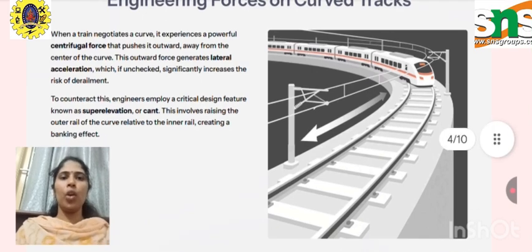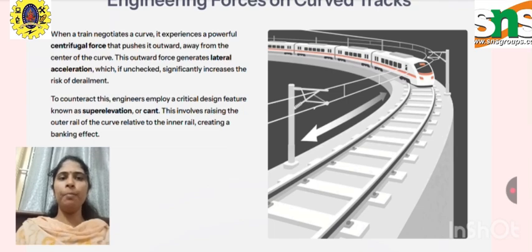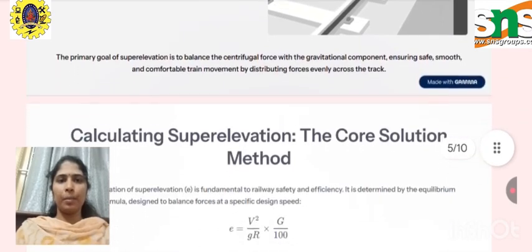When a train negotiates a curve, it experiences a powerful centrifugal force that pushes it outward away from the center of curvature. This outward force generates lateral acceleration, which if unchecked significantly increases the risk of derailment. To counteract this, engineers employ a critical design feature known as super elevation or cant. This involves raising the outer rail of the curve relative to the inner rail, creating a banking effect.